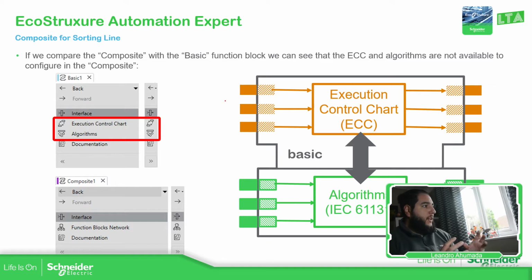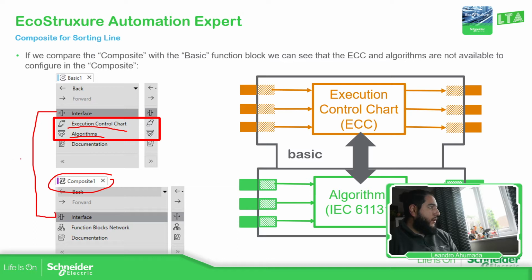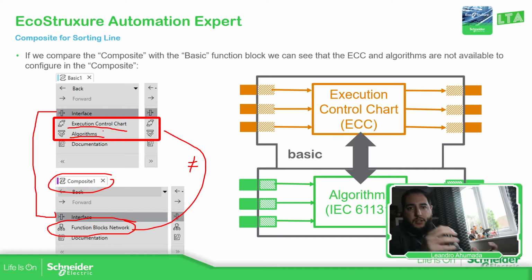The idea of this part is for you to compare the basic with this composite. The basic has the execution controller and algorithms. Here on the composite, we have the interface, which is the same, the interface of the function block or the composite. But what changed is this part, function blocks, which is different, because the idea is, as I mentioned before, like having the atom, the basic, which has the state machine, and you configure the minimum amount of data, the code that you have in there. And then the composites allow you to group some of those function blocks that you have created together. That's why you have different things inside.